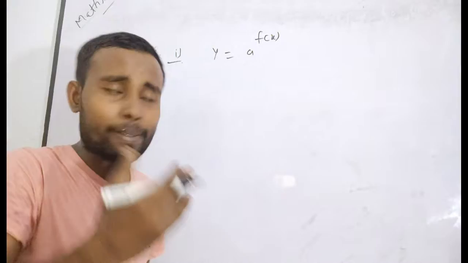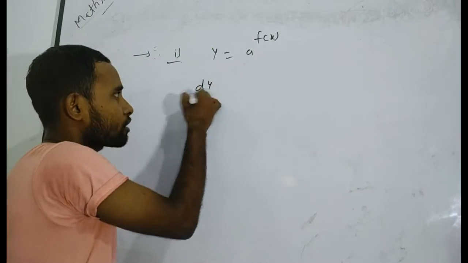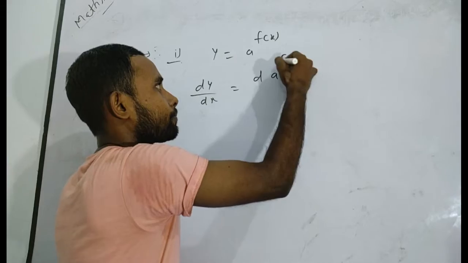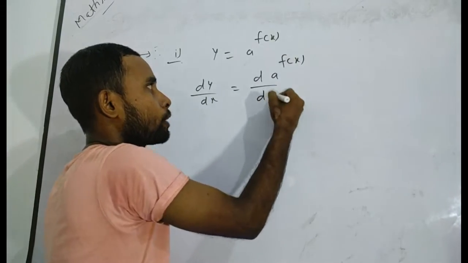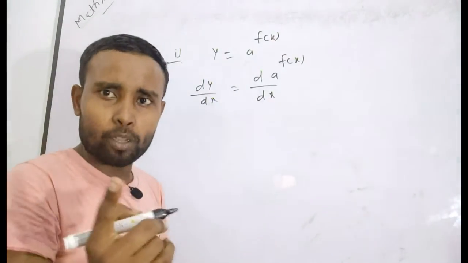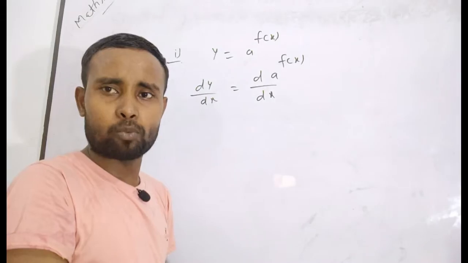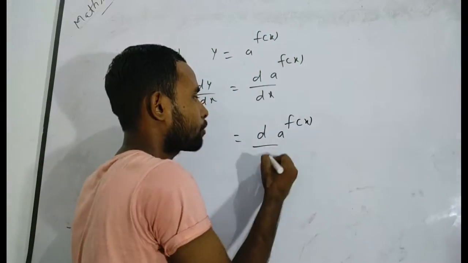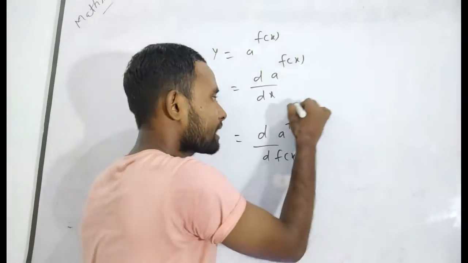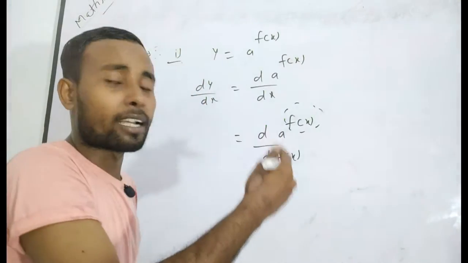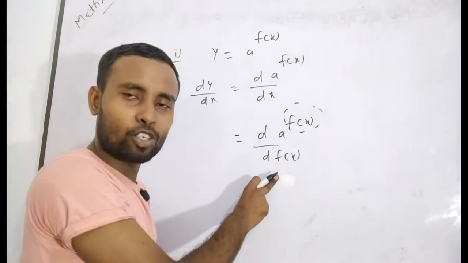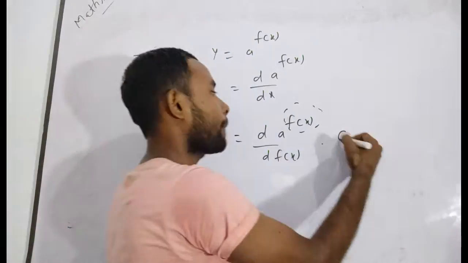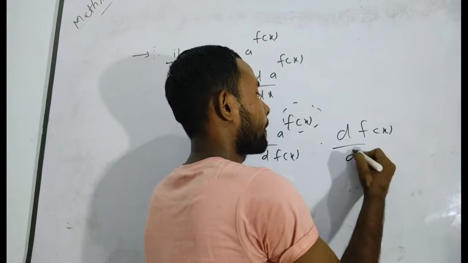As I already told you in the previous class, first of all you have to differentiate with respect to x, but you can't differentiate this function directly with respect to x. That's why I first differentiate a to the power f(x) with respect to f(x). Why? Because suppose this f(x) is x, as you know a to the power x is only differentiated with respect to x. Again you have to differentiate f(x) with respect to x. This is your second term.